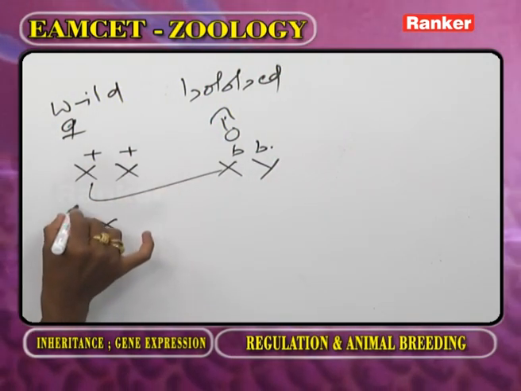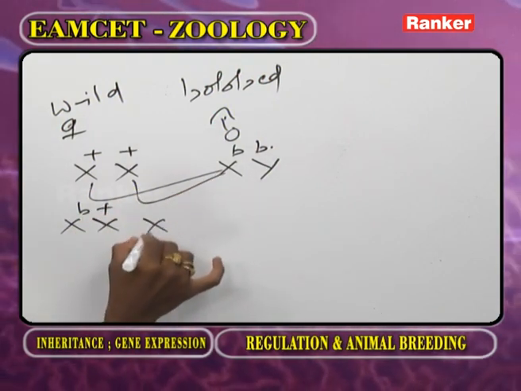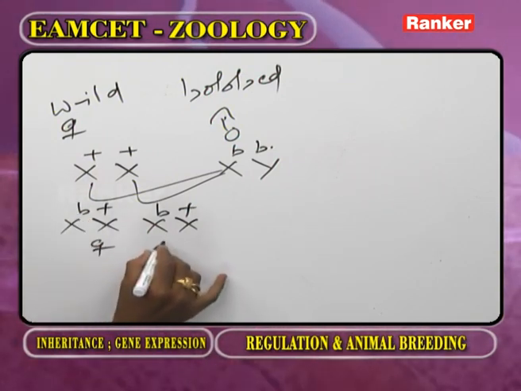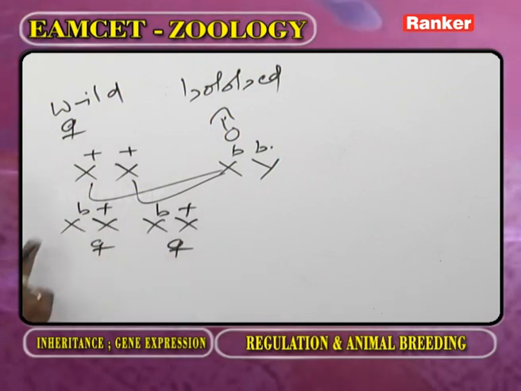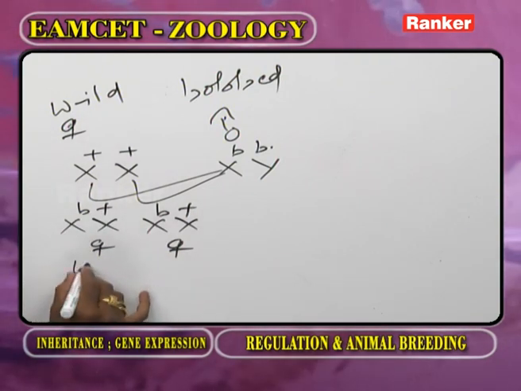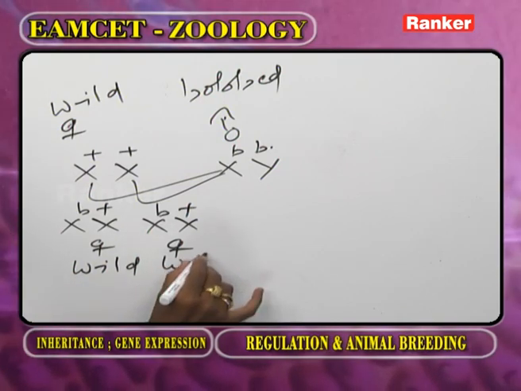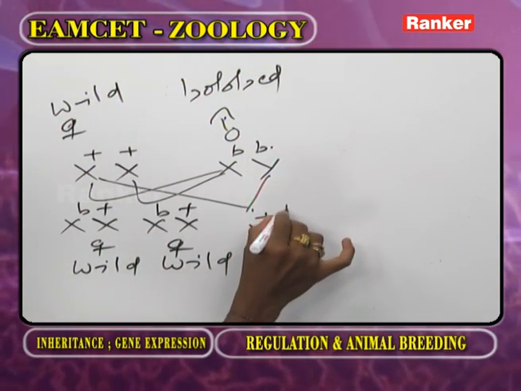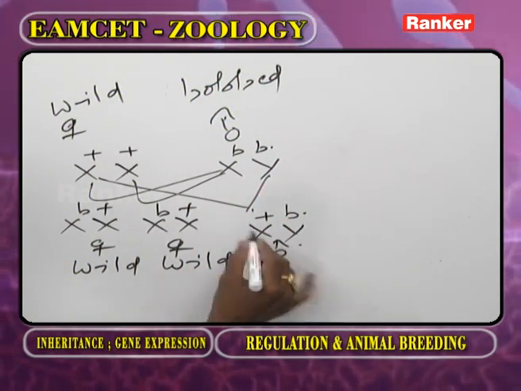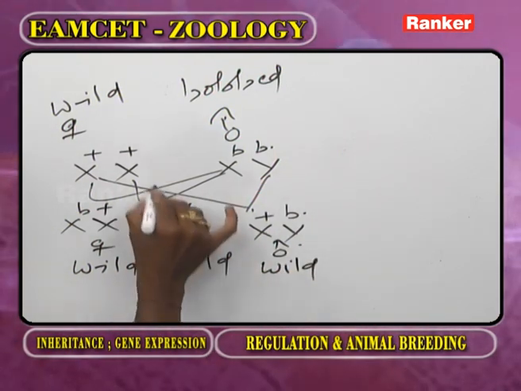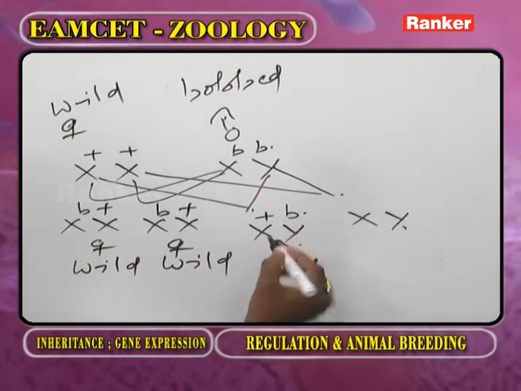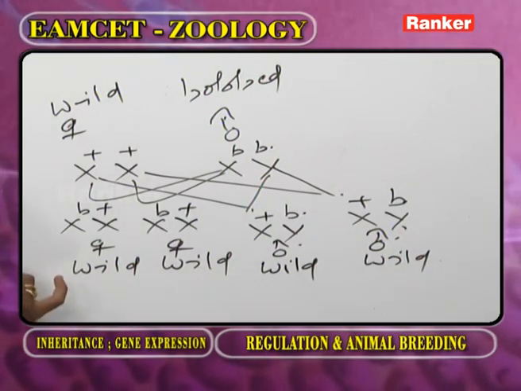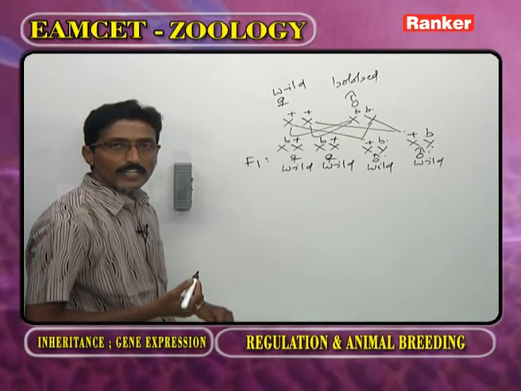Now X X, small b plus, X X, small b plus, here small b plus. This is female, this is female. Small b plus, no bobbed bristles, wild. This is also wild. Now we go for this cross. Now here plus b, male, no bobbed bristles, wild. We go for the next cross. Plus b, male, wild. Now you observe the F1 generation.